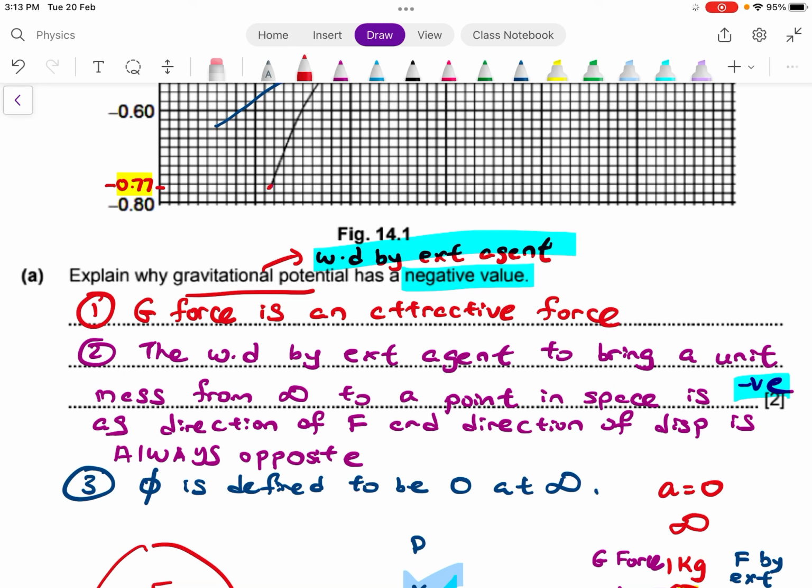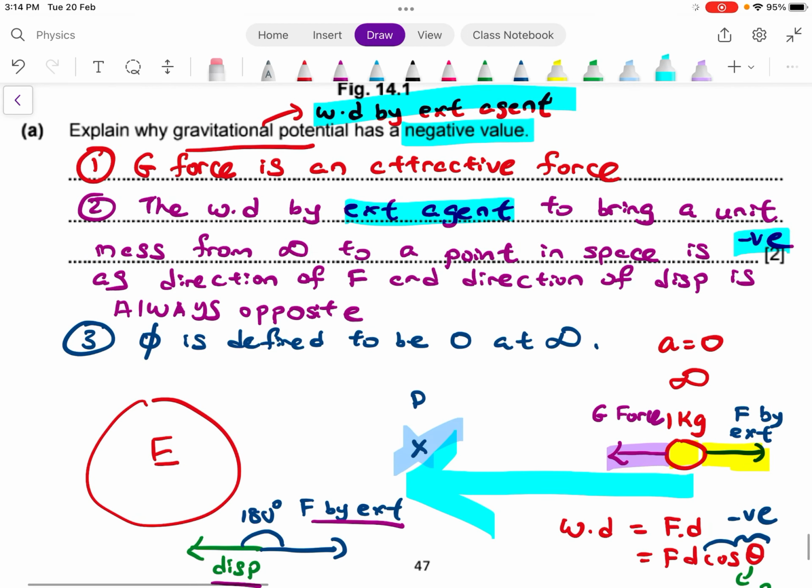So how do we actually explain this question? It's about 2 marks. Normally it's 2 to 3 marks, but for this question it's 2 marks. The first part, you say that gravitational force is an attractive force, hence the work done by external agent, so remember external agent, it's like an invisible hand, to bring a unit mass, meaning 1 kg mass, from infinity to a point in space is always negative.